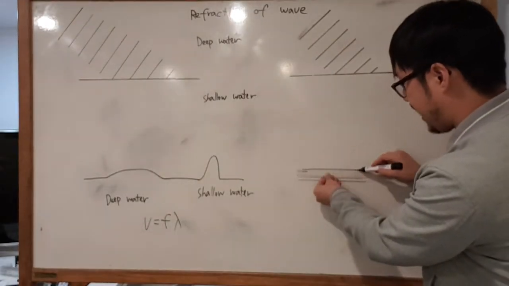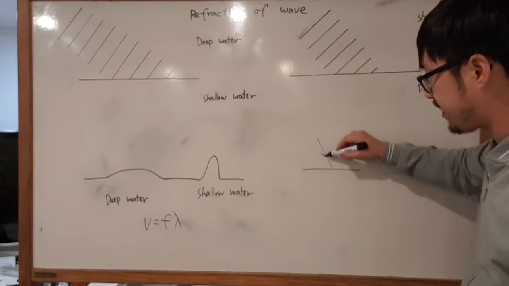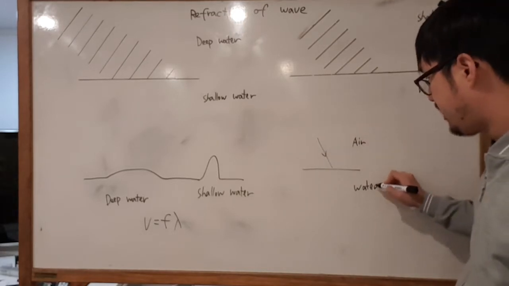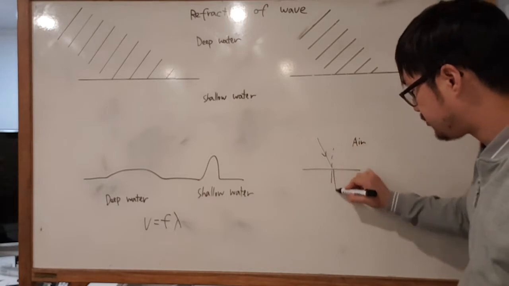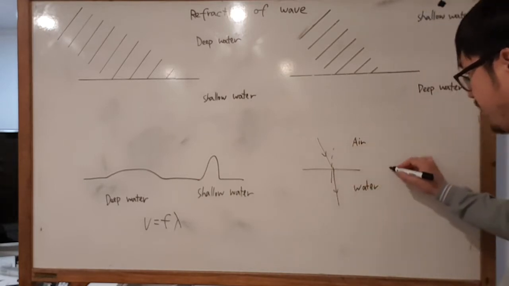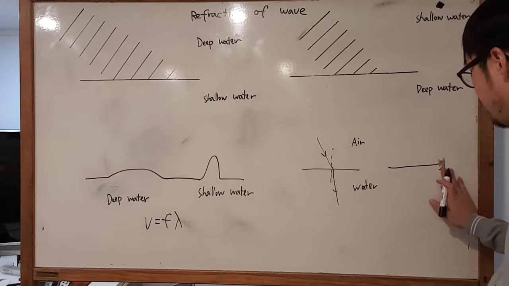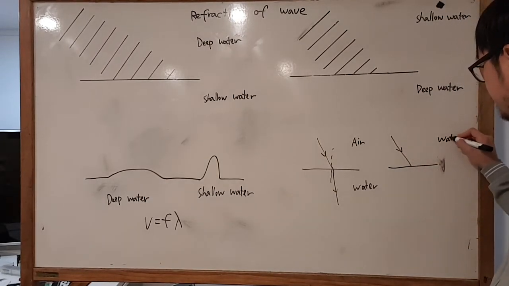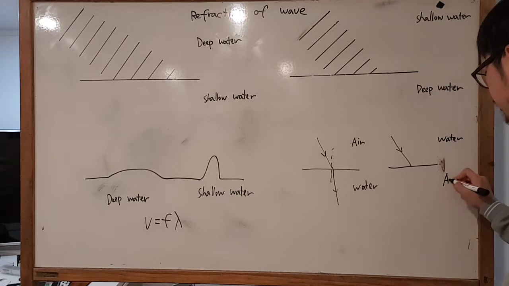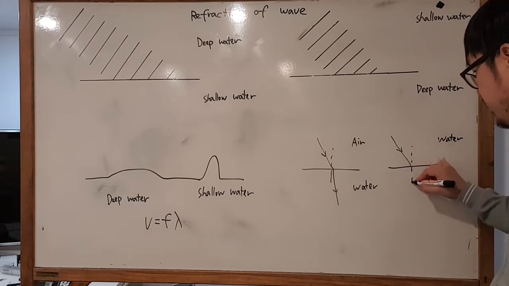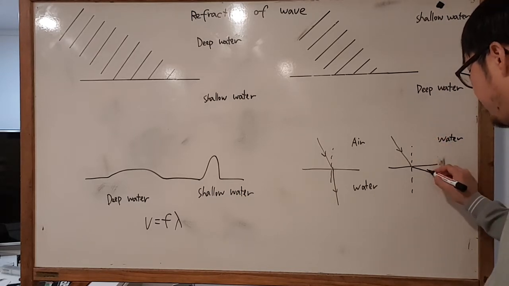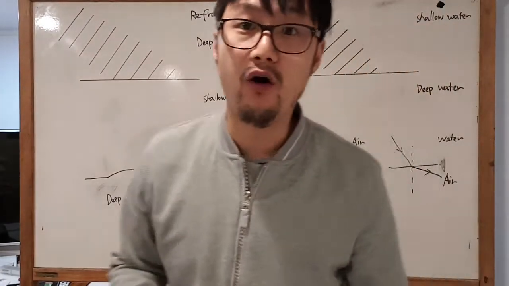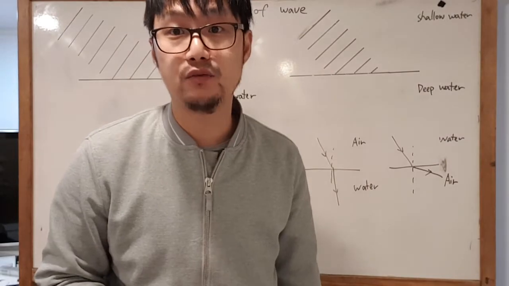What happens with light if there is a light coming, say, from air going into water? It's gonna bend closer to the normal line, right? And then we have another one: if light is going from, say, water or plastic into air, it's going to be bending away from the normal line, right? So those are the two refractions we've learned before, and we were particularly talking about light waves.